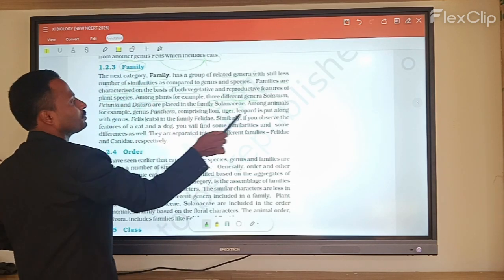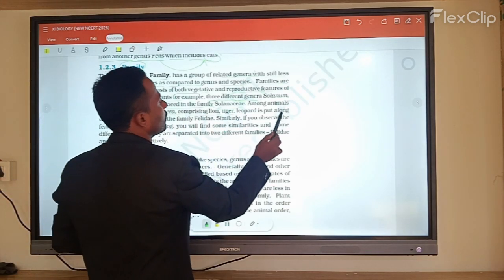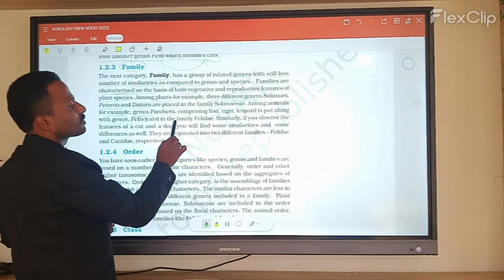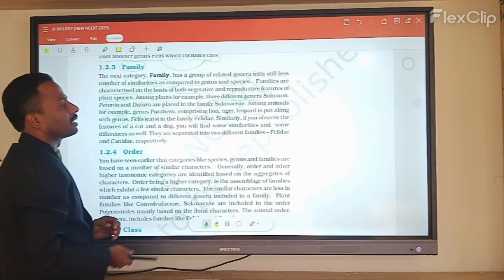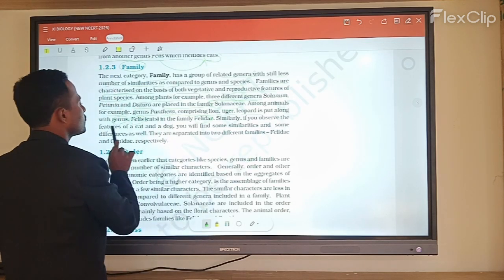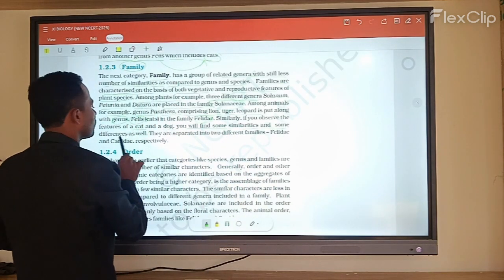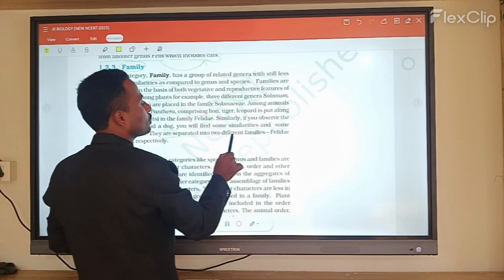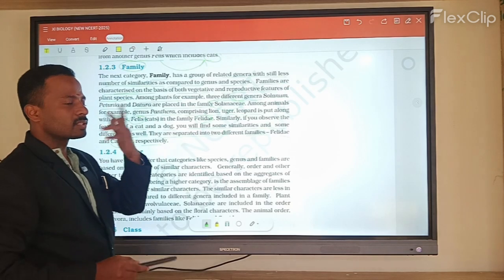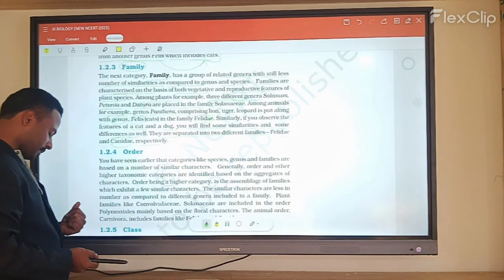Among animals, the example is genus Panthera comprising lion, tiger, leopard, put along with the genus Felis. And this family is Felidae. So Felis is kept under Felidae. Similarly, if you observe the features of cat and dog, you find some similarities and some differences. They are separated into two different families, Felidae and Canidae respectively. So the tigers get placed in one group, and Felidae in another group.